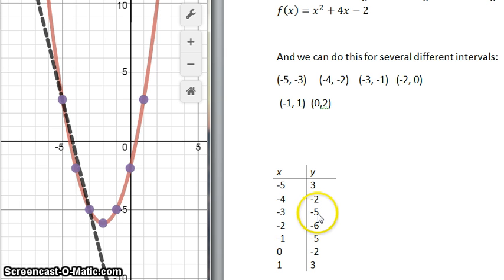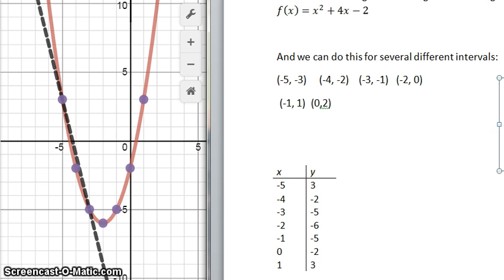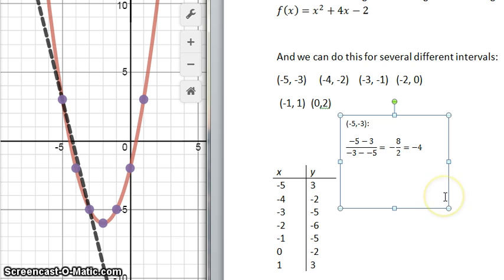So on the y values, we'll have -5 minus the value of the other point. So -5 minus 3, that's our other point, over the change in x's, which will be -3 minus a -5, right, which is +2. So what we get is -8/2, which actually is -4. And if you look correctly, this line has a slope of -4.